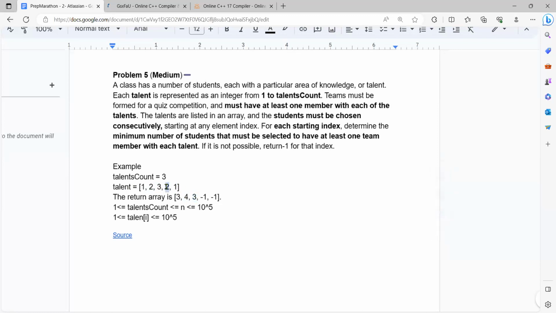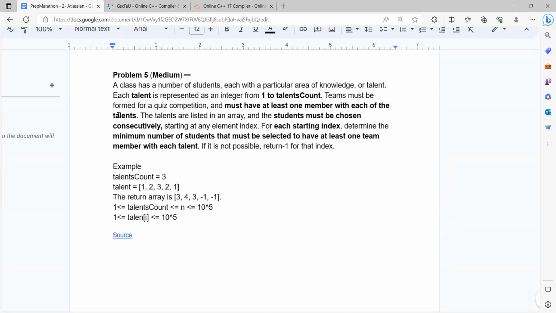What about these? If you start from here, the number of students left is only two. From two, you cannot get three talents, so that's why the answer is minus one. And for the last one also it is minus one, because you are not able to generate that many talents as the number of students will be less.